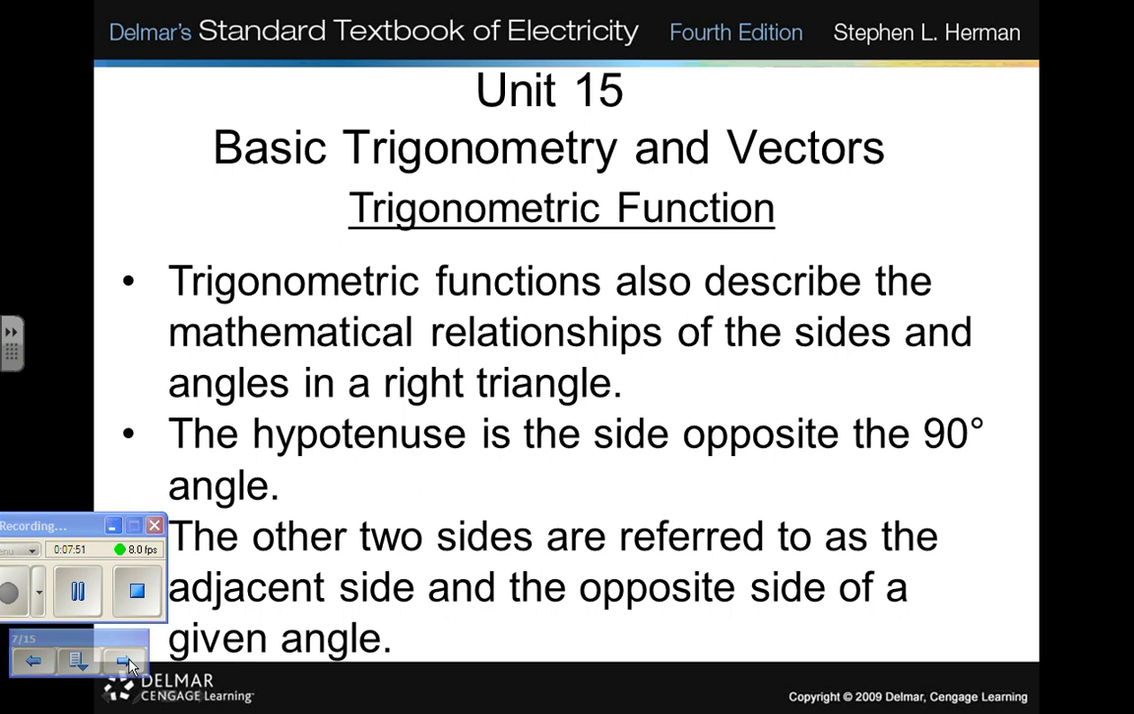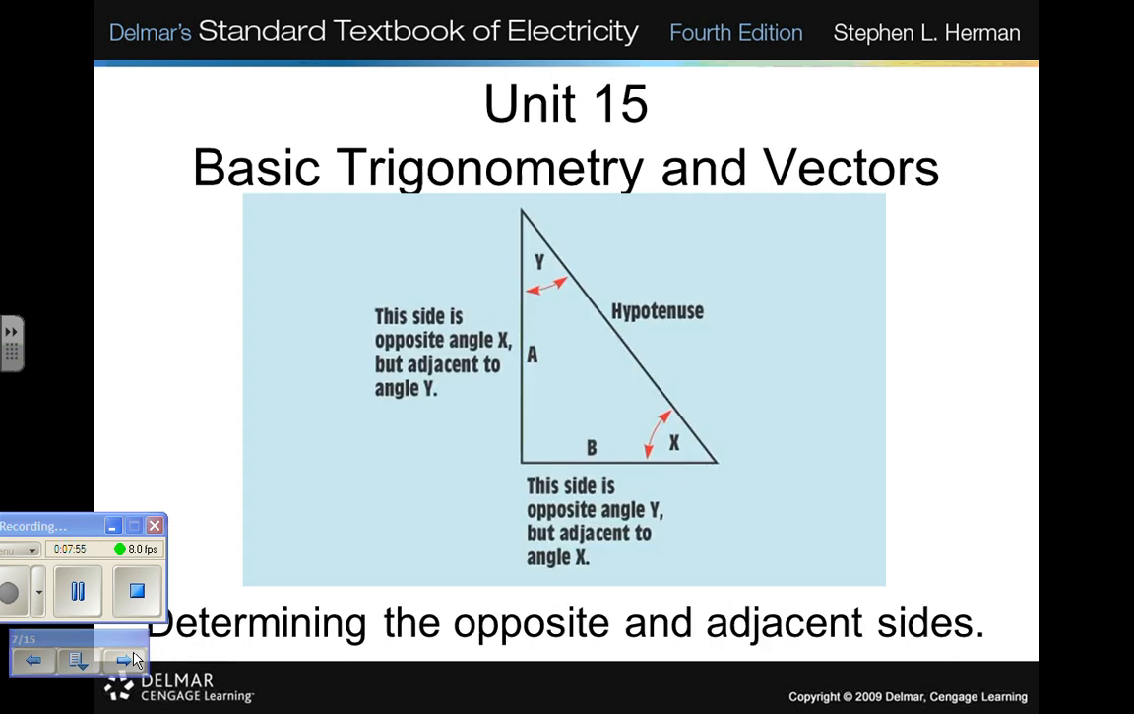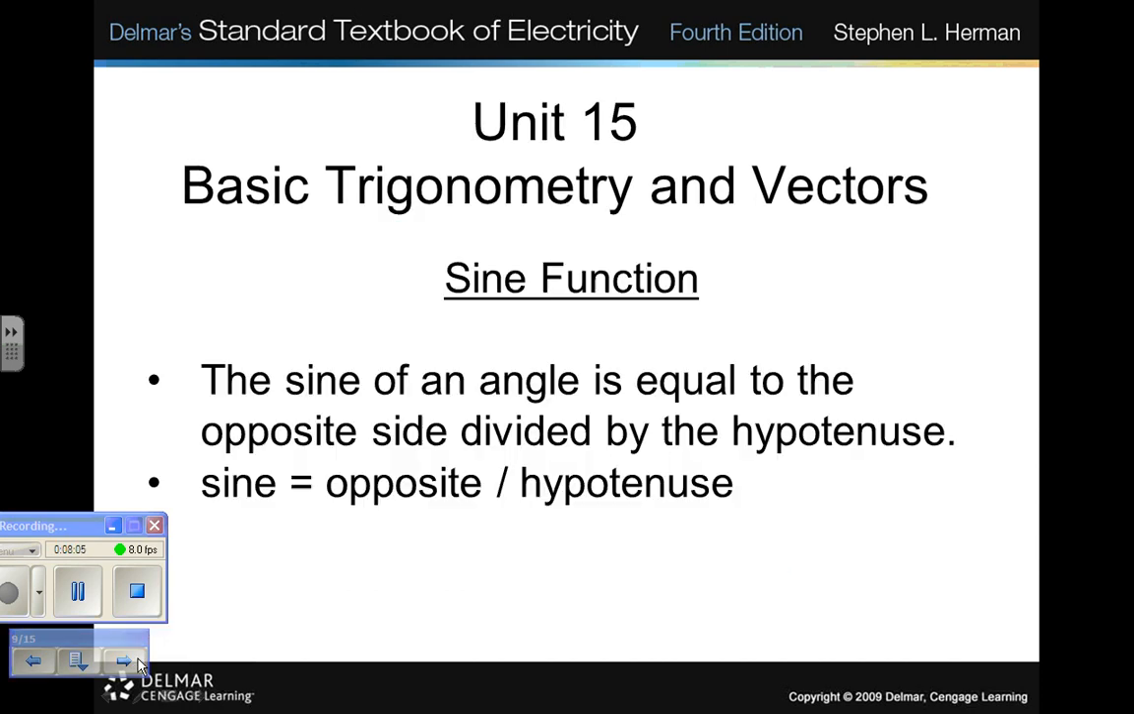Triangle functions also describe the mathematical relationships of the sides. That's what we want to get down to. Okay, this is just describing the sides. I think we're going to go to the next one. Sine function: the sine of an angle is equal to the opposite side divided by the hypotenuse.